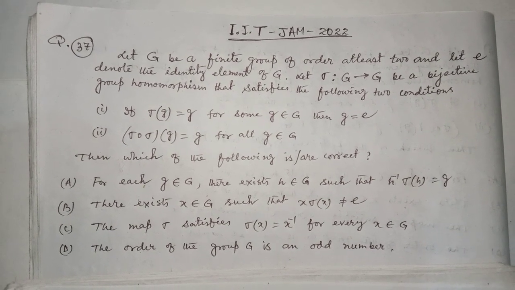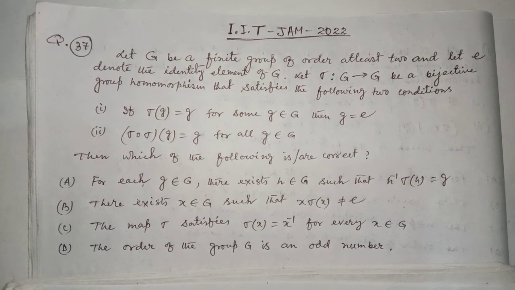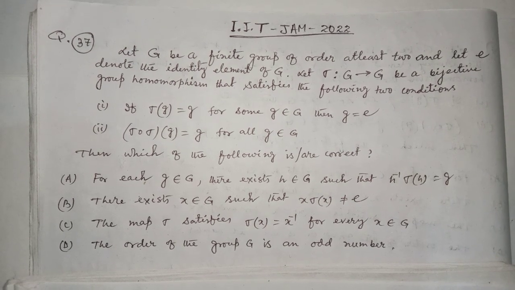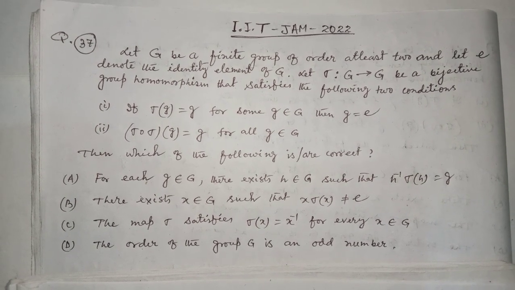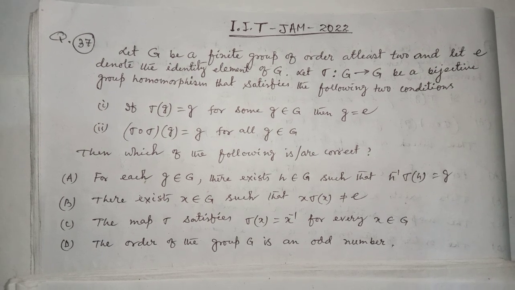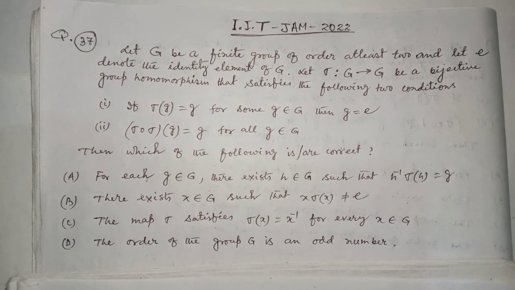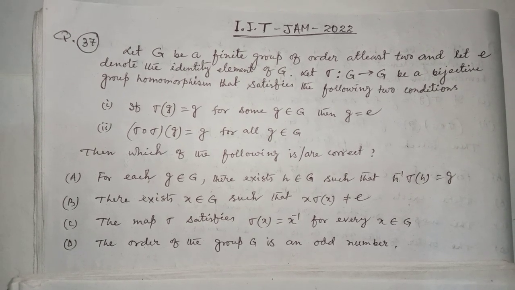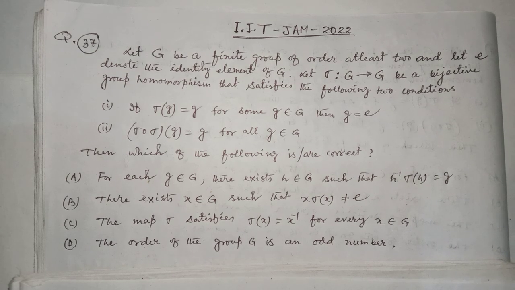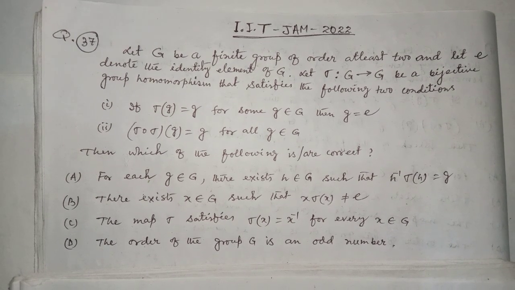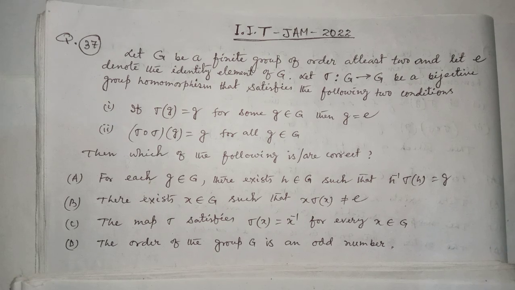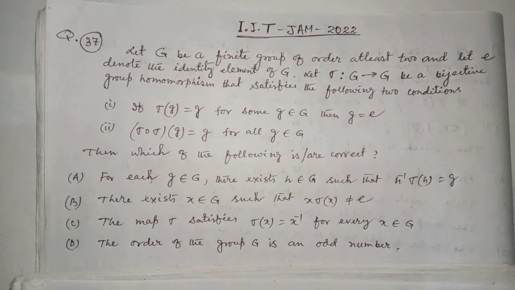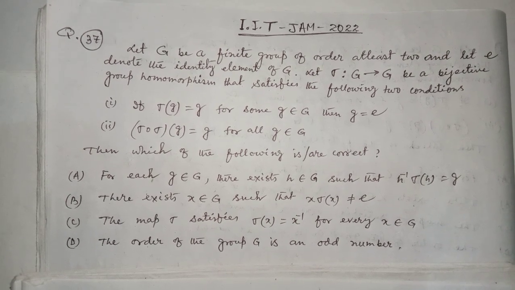Condition 1, if sigma(g) is equal to g for some g belongs to the group G, then g is equal to the identity element. Condition 2, sigma composition sigma of g is equal to g for all g belongs to the group G. Then which of the following is or are correct? Option A, for each g belongs to the group G, there exists h belongs to the group G such that h inverse sigma(h) is equal to g.